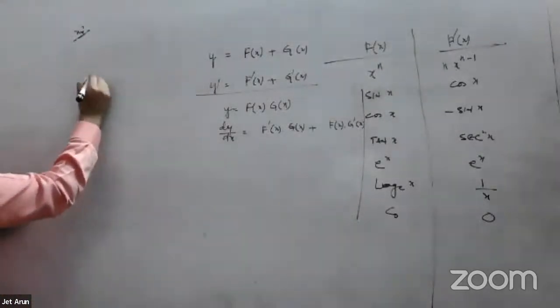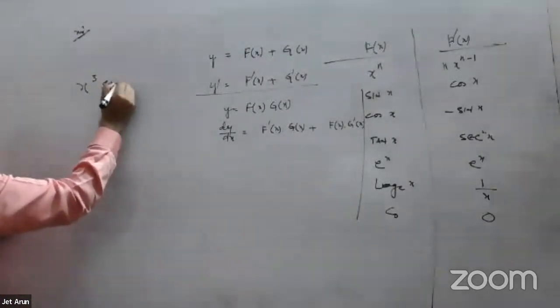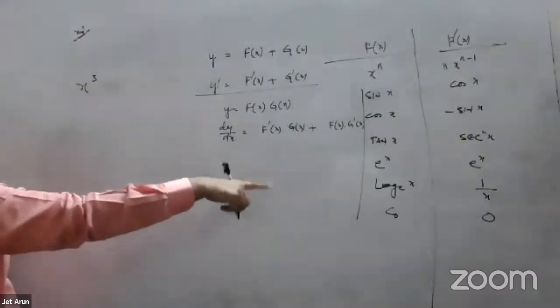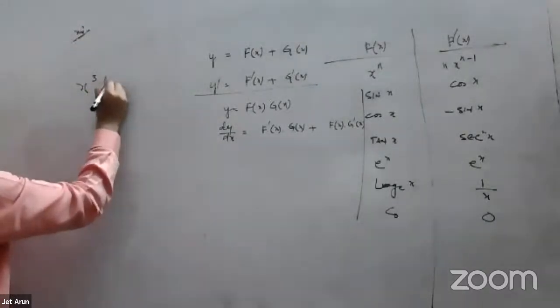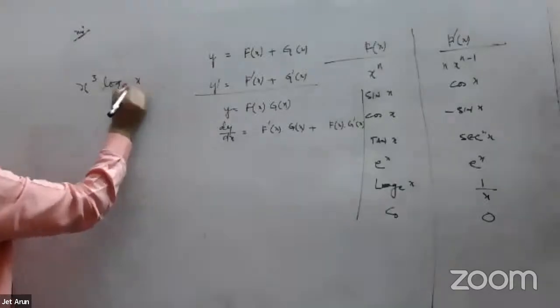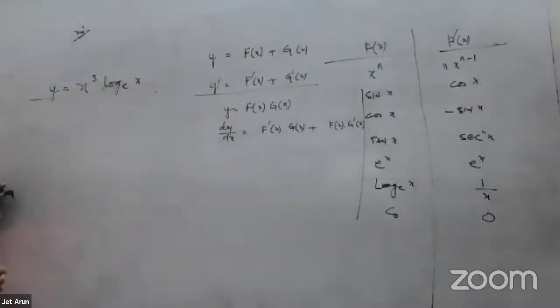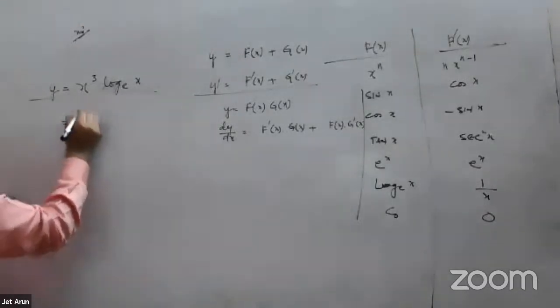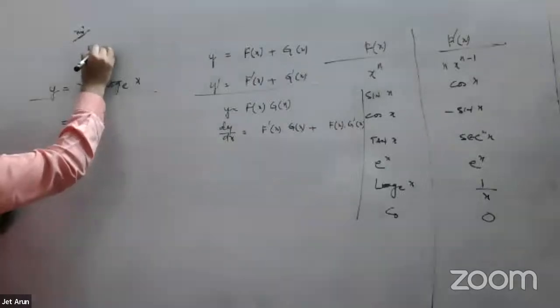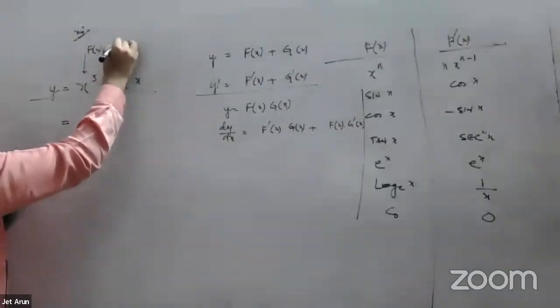All right. So I've got x cube, let's say ln x. Ln x is nothing but log to the base e, natural log. So I've got x cube, let x cube be f of x, let ln x be g of x.